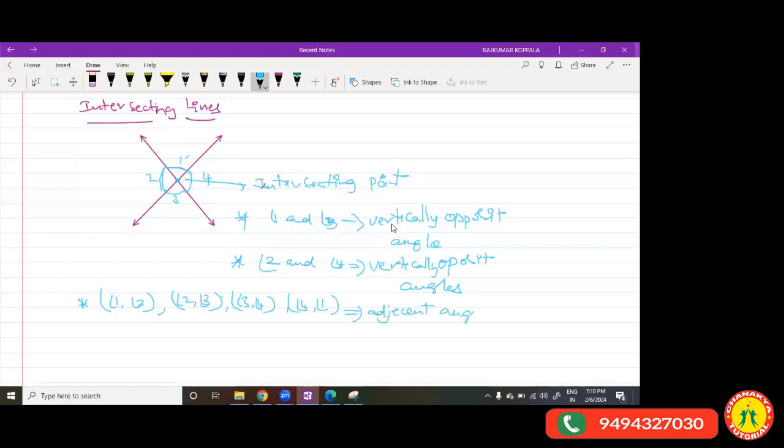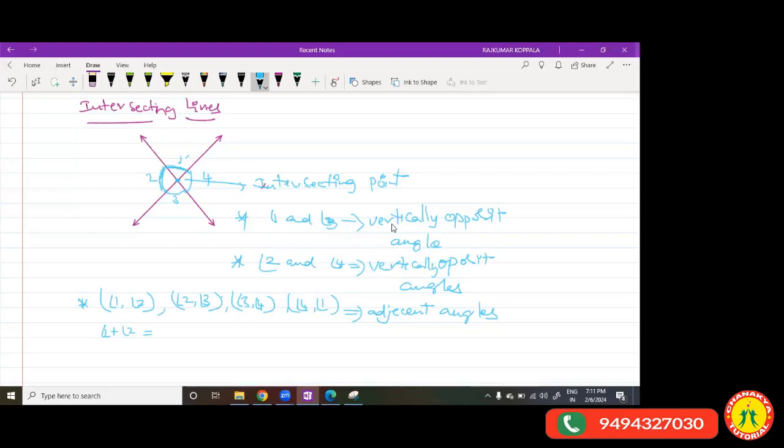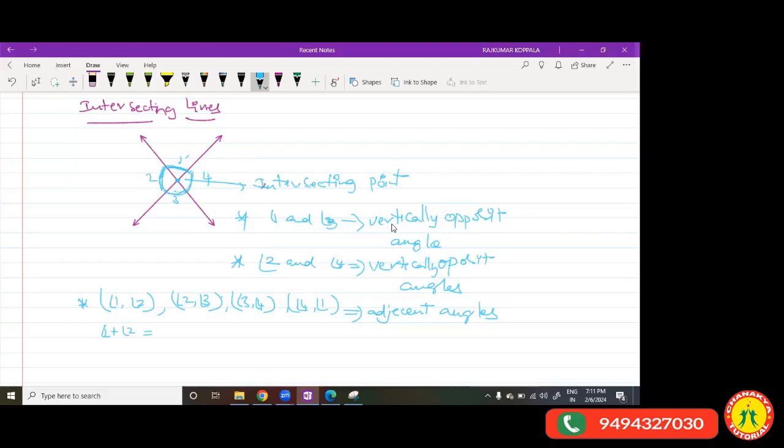They are adjacent angles and also a linear pair. They are divided by the same line, and their common point is also the same. And angle 1 plus angle 2, how much? This angle is a straight angle, 180 degrees. And this angle, how much? 180 degrees.